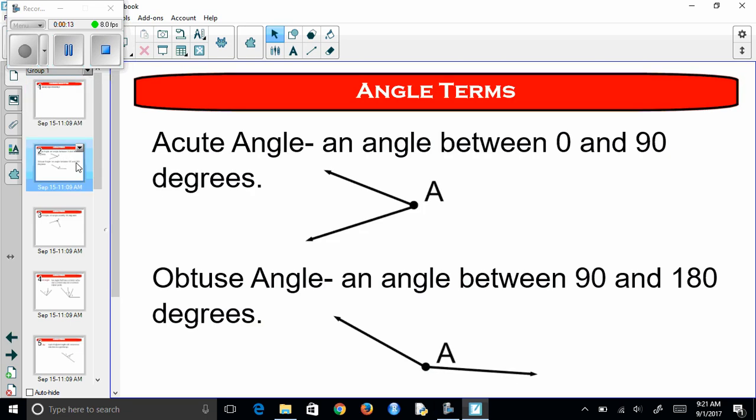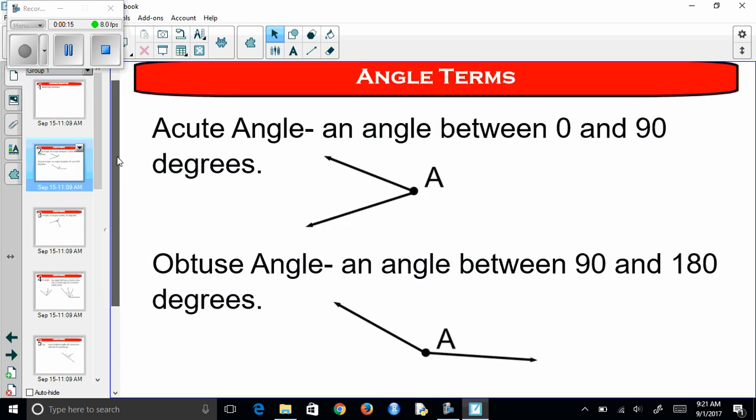The first one is, there are two words that you've probably seen before. An acute angle is an angle between 0 and 90 degrees, and that's not including 0 or 90. So it has to be above 0 and less than 90. And here's a picture of that.